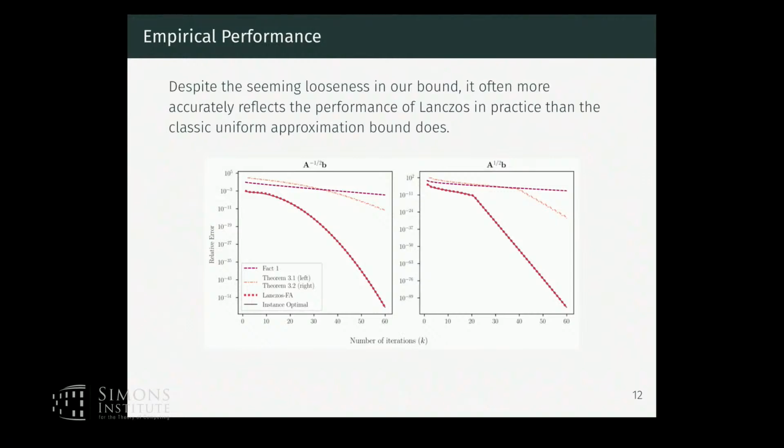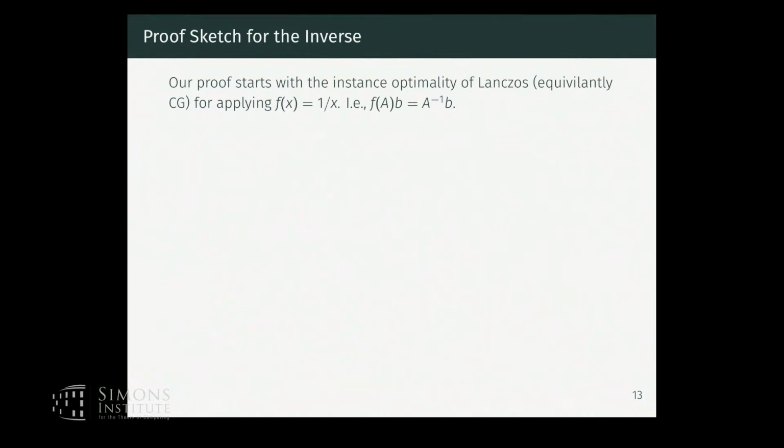Okay. All right, so let's see. I have like 2 minutes left. Let me try to sketch the proof really quickly. I'm going to just sketch the proof for why Lanczos is optimal for f of x being 1 over x. This is where we start from in trying to prove that it's optimal for rational functions.